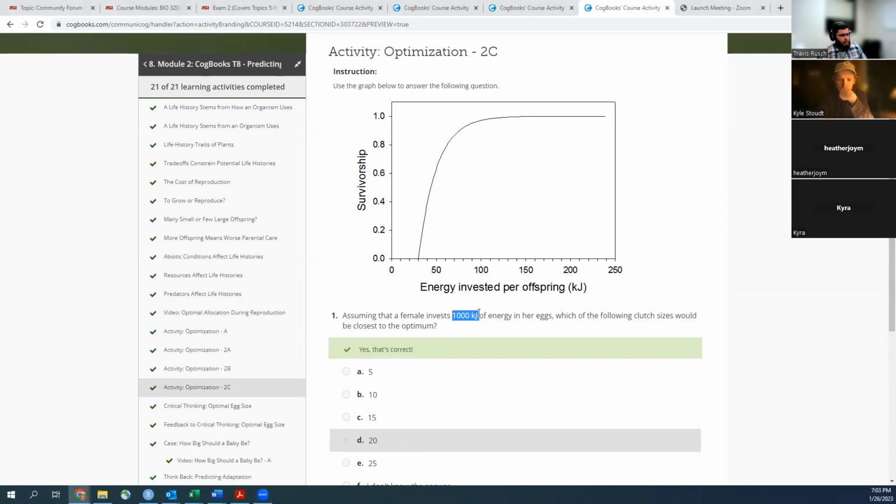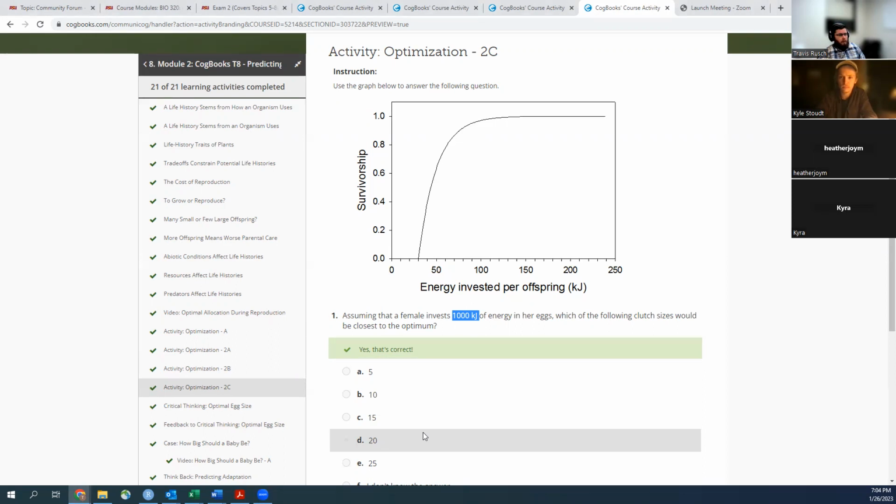So we're given 1,000 kilojoules, and what we want to find is the tangent line to this curve and where that drops down to the x-axis, because that is the minimum amount of energy we should invest per individual offspring, because after that, the trade-off is it stops becoming efficient. So we want to invest the minimum while still having a decent survivorship. So then we know we have 1,000, and if we draw that line down, we should hit 50. So then 1,000 divided by 50 would give us the 20 offspring.